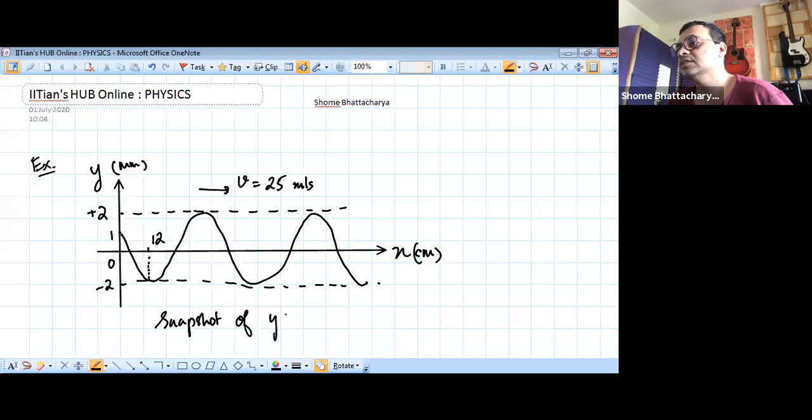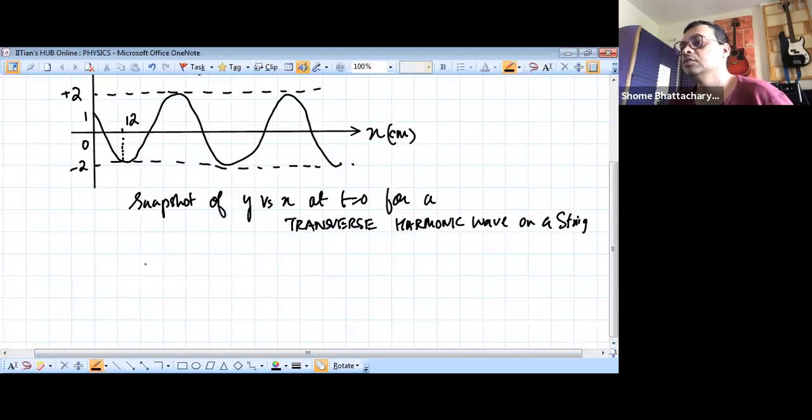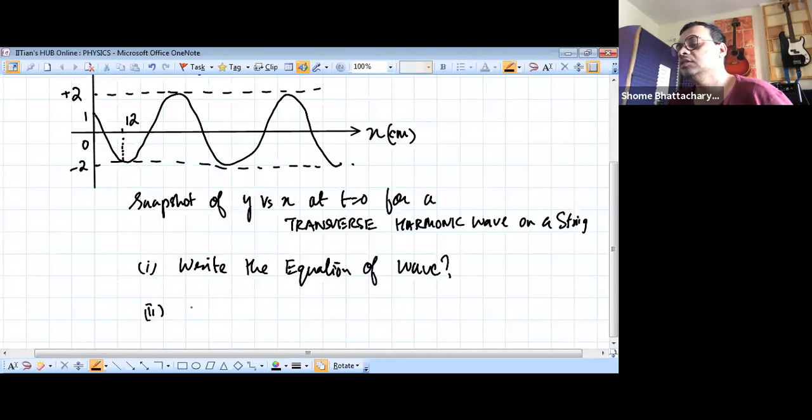So this is the snapshot of y versus x at t equal to 0 for a transverse harmonic wave on a string. So we have to write the equation of the wave, and express the wavelength, frequency, and amplitude.